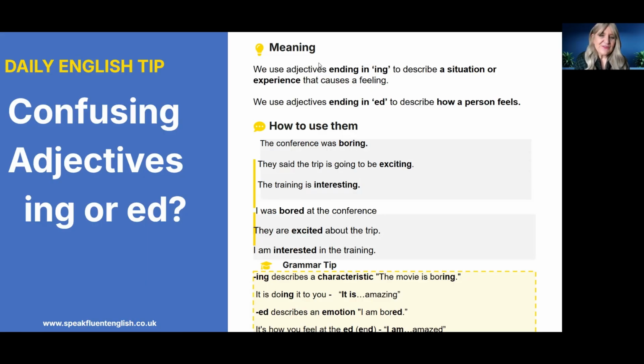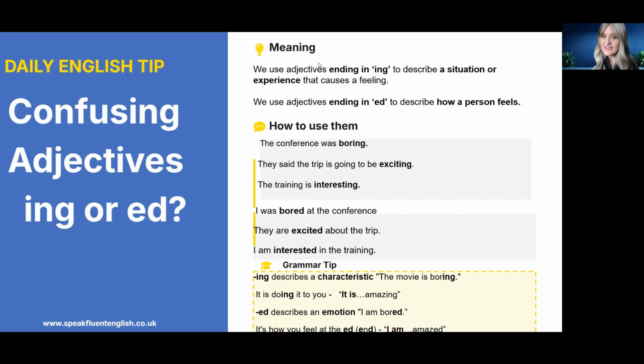So first of all, let's talk about the adjectives ending in -ing. We use adjectives ending in -ing to describe a situation or an experience that causes a feeling. And we use the adjectives ending in -ed to describe that feeling, so to describe how that person feels. So let's put this into context. Let's look at some examples.